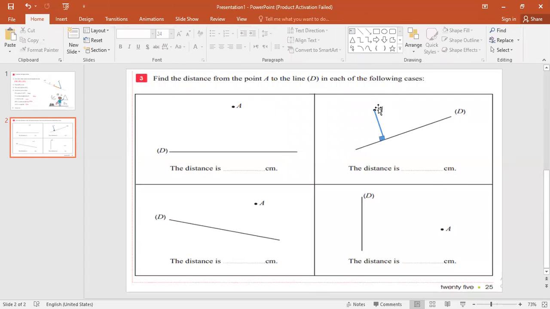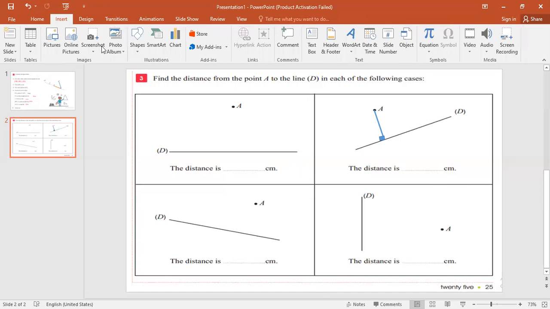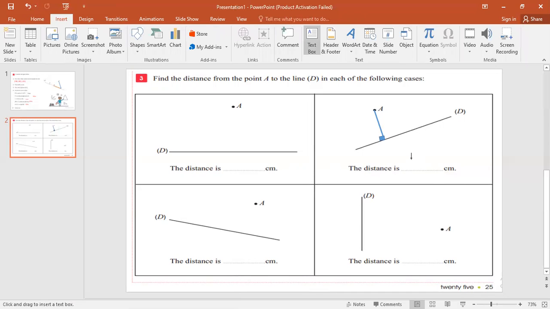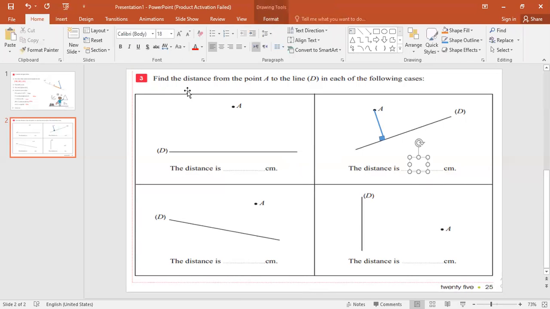Now we take a ruler and we measure the distance. We don't elongate the perpendicular line because we have to find the distance. So we take a ruler and we measure this perpendicular from A to D, and we find that the measure is equal to 1.9 centimeter. So it will be 1.9.